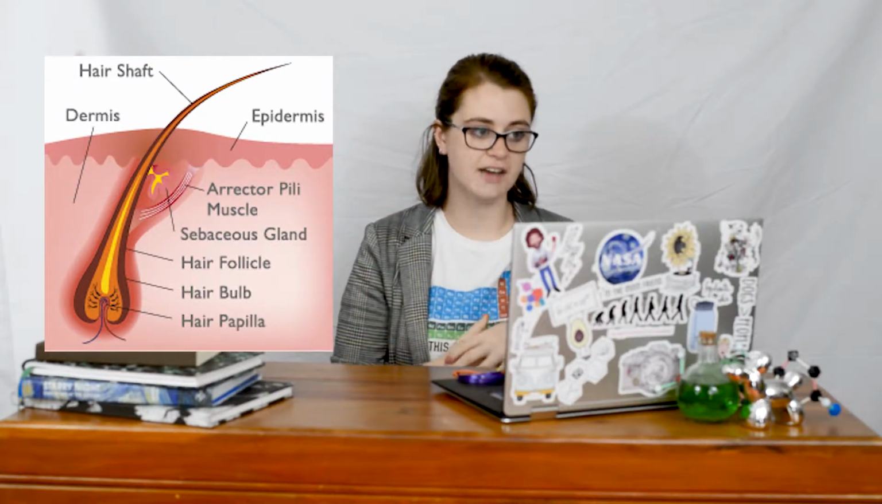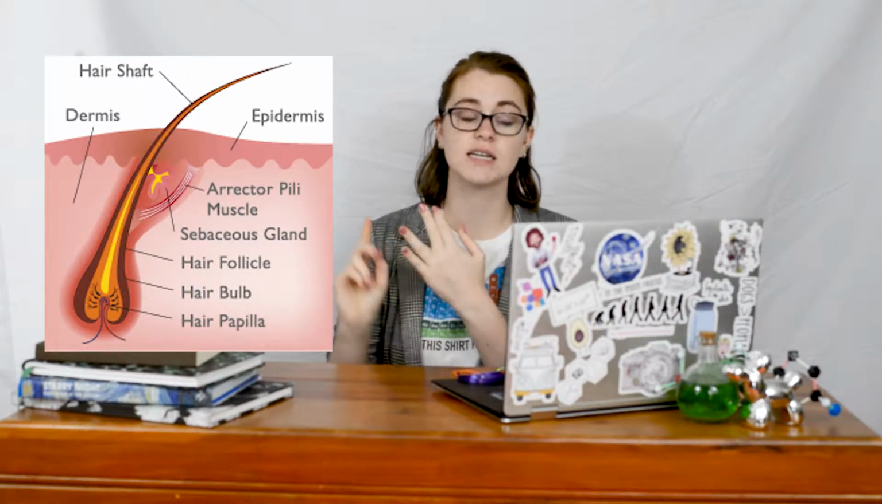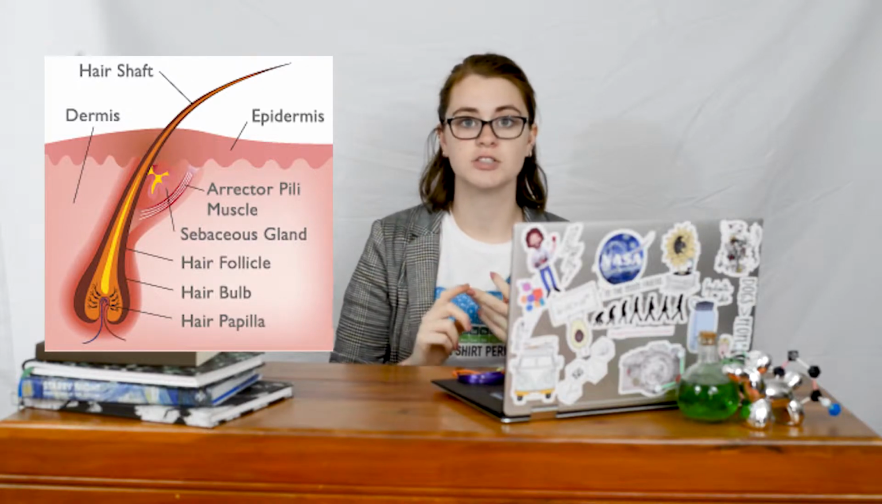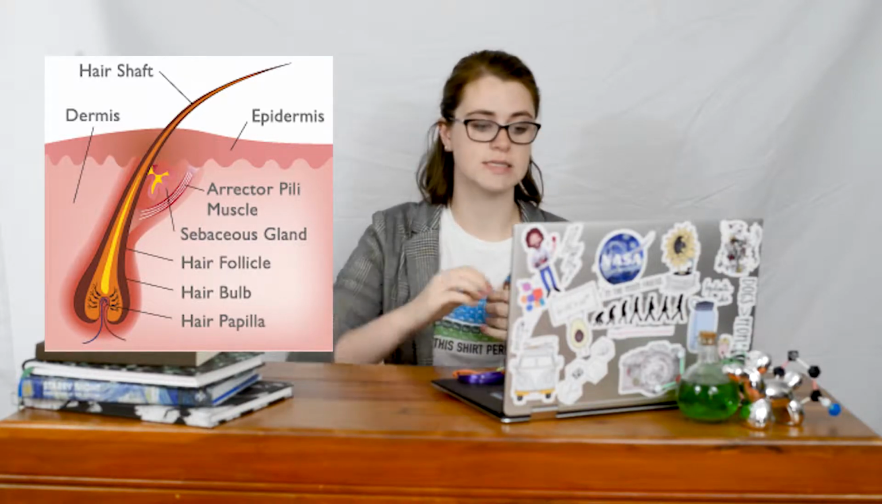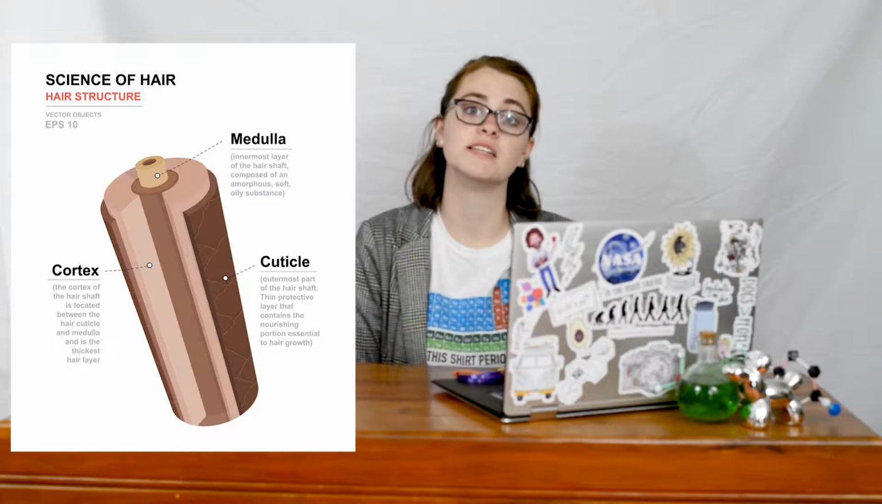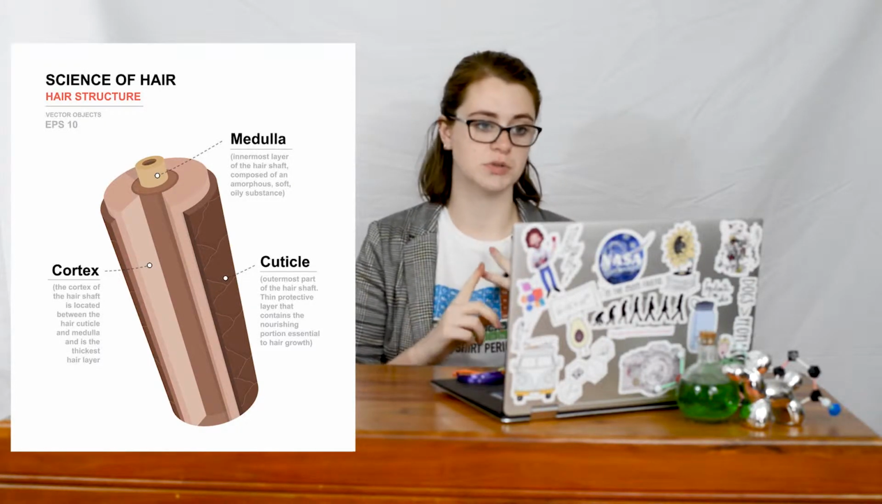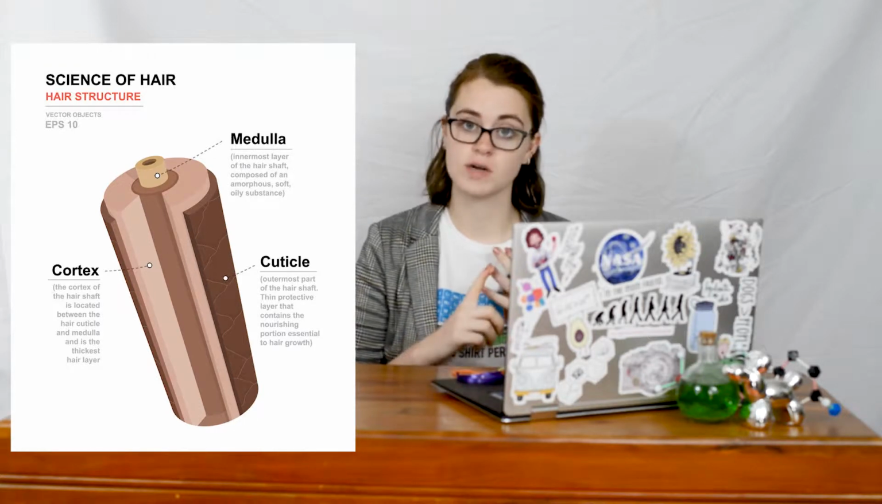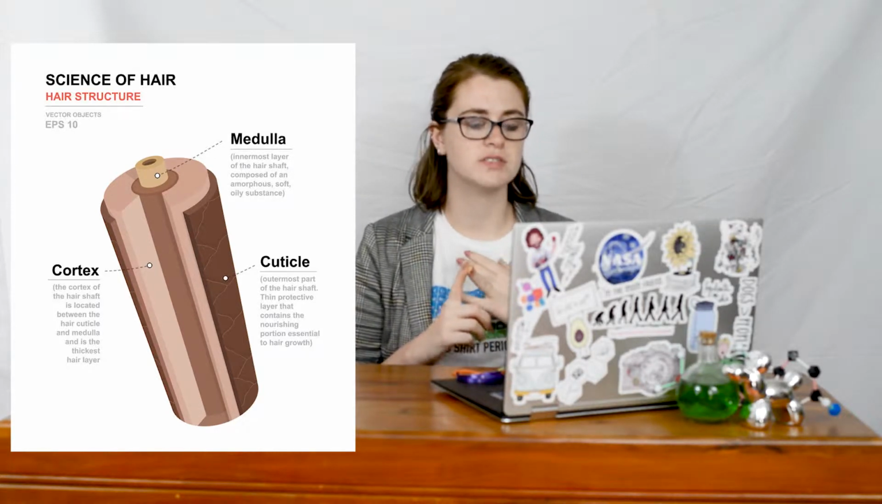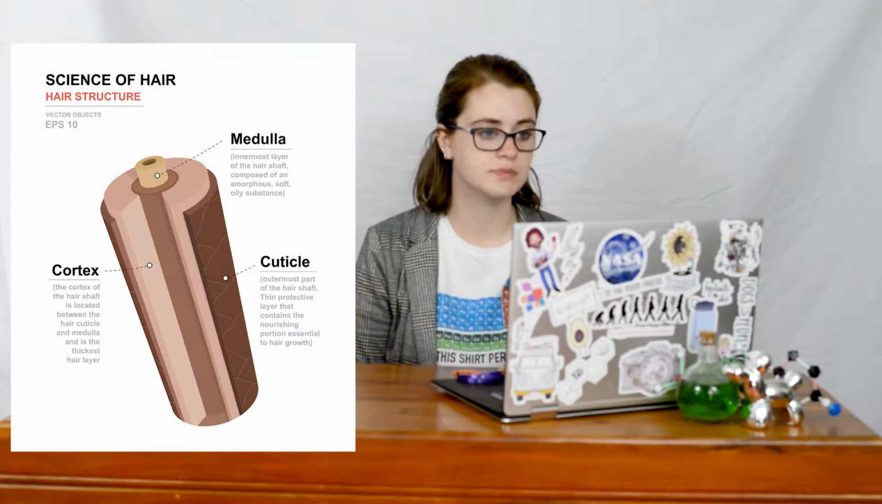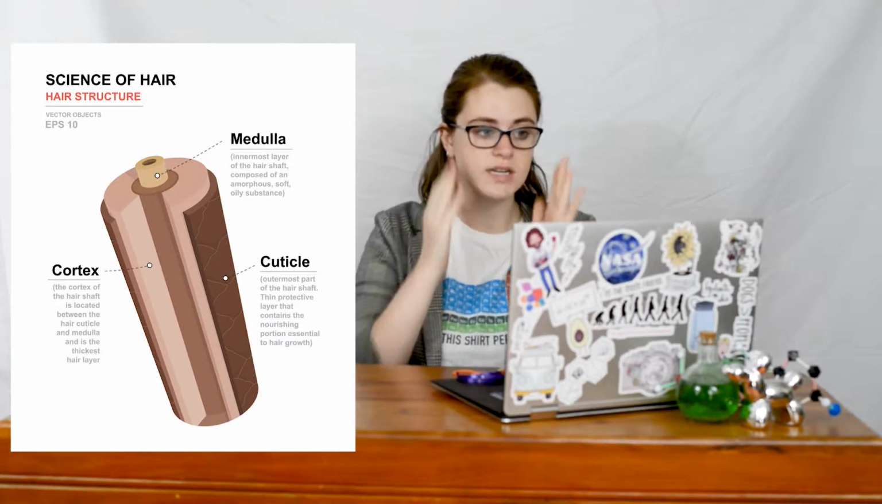So the hair shaft is composed of keratin and melanin, and also some small metallic elements. Now this hair shaft can be divided into three different parts. We have the outermost layer, which is the cuticle, the middle layer, the cortex, and the innermost layer, which is the medulla. So the cortex is composed of melanin and ovoid bodies.